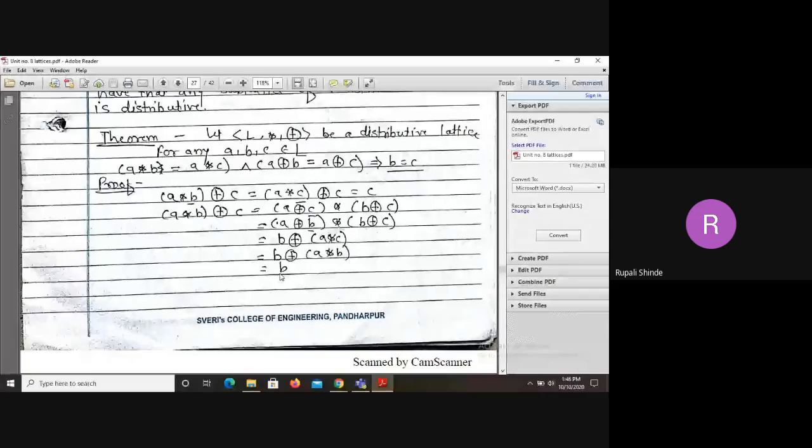It is B. So here we can prove that if you consider this same equation, one time we are getting answer as C and at another time we are getting answer as B. So B is equals to C. In this way we can prove this theorem. Have we understood? No, ma'am. Can you repeat?